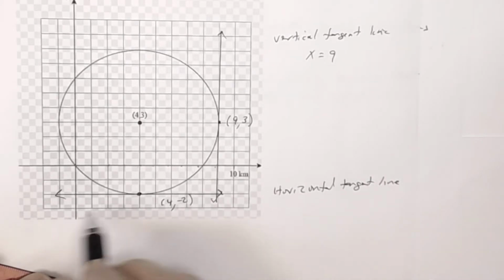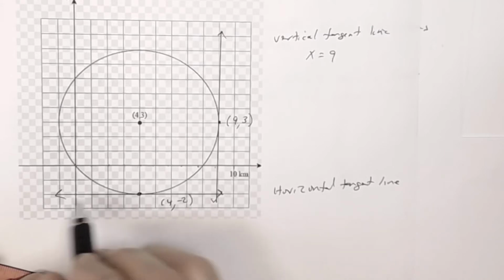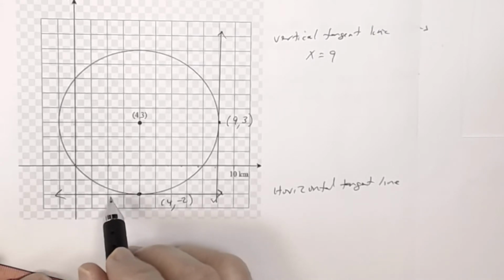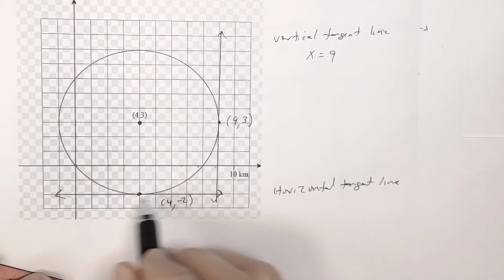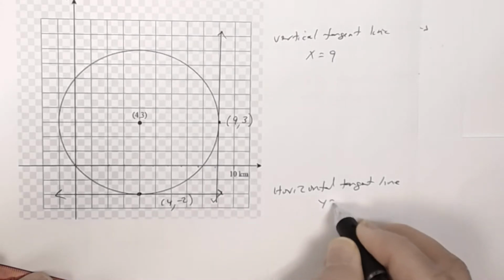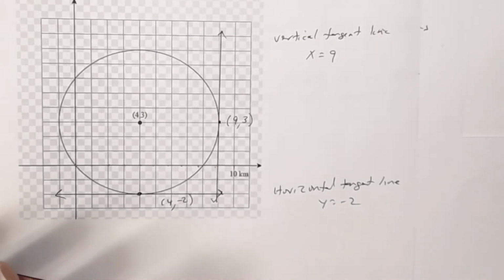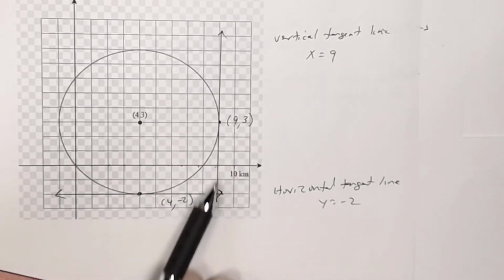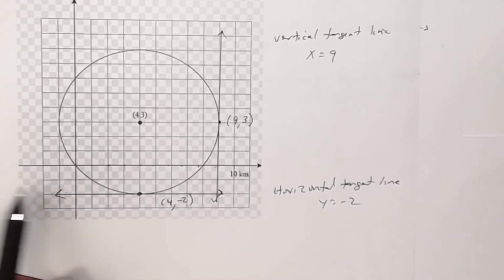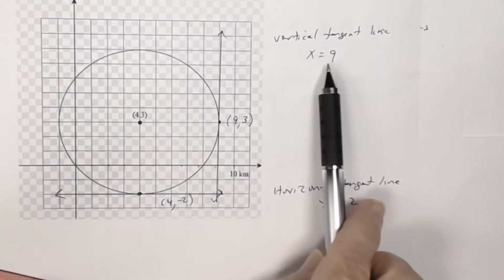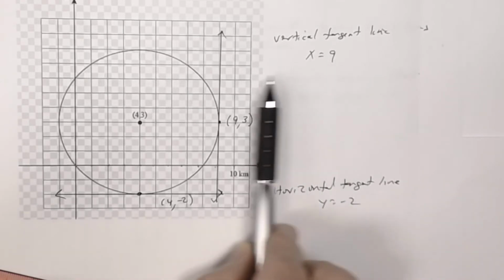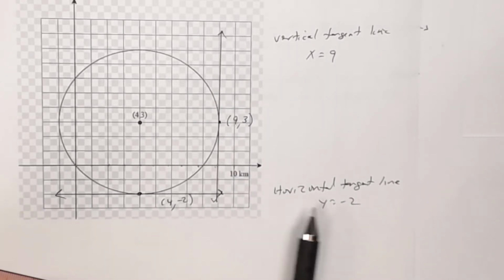What's the equation of a horizontal line? It's y equals... and so what's the y coordinate at every point on this horizontal line? The y coordinate is -2, so it's y equals -2. Okay? One of the things we're going to look at in a few minutes is a circle that's tangent to either a vertical line or a horizontal line. So we had to review how to write the equation of a vertical line and a horizontal line.